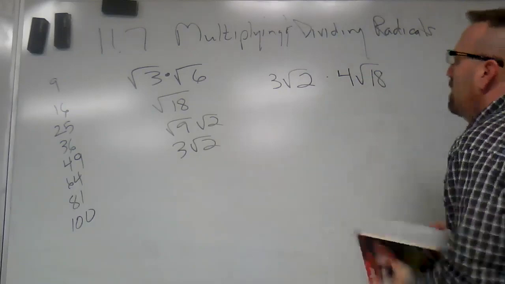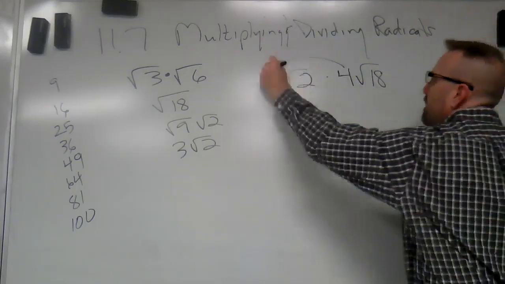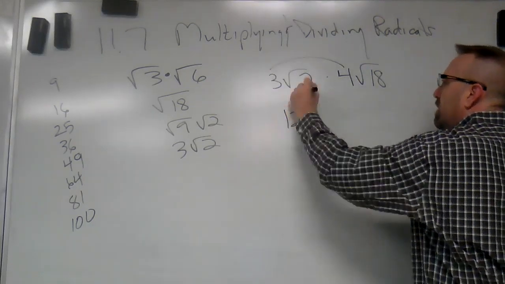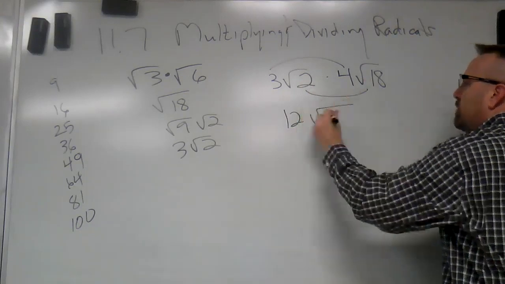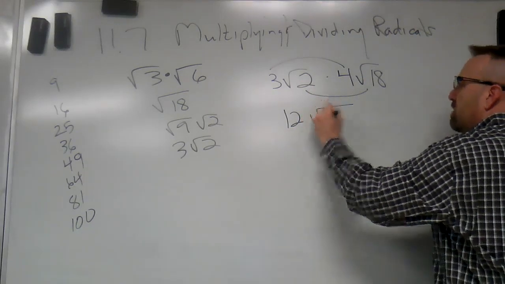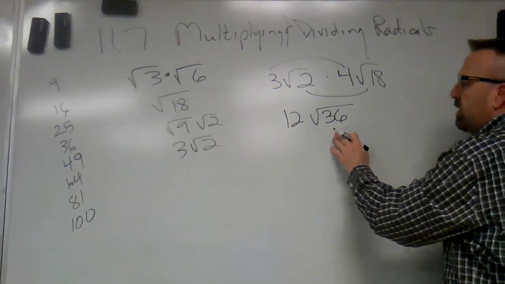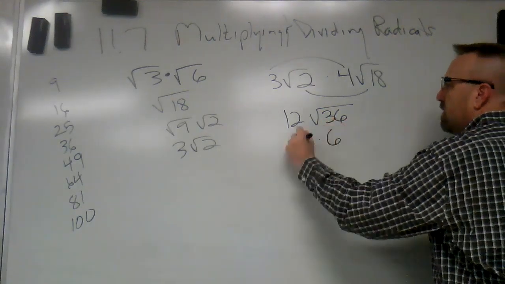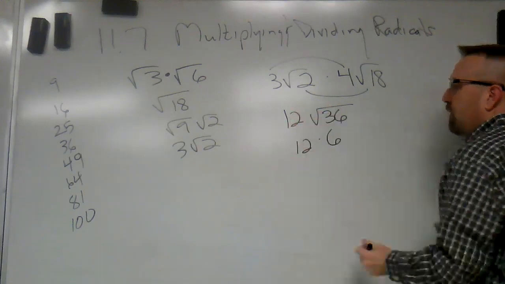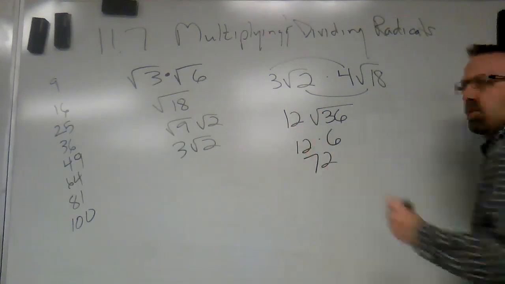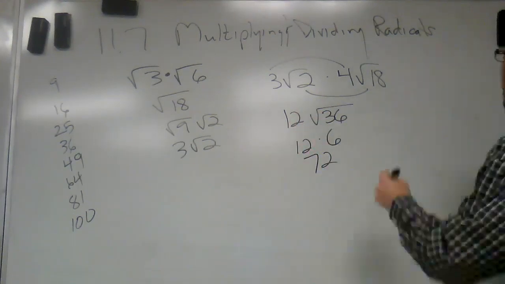We're going to see more of those, where we'll have both a coefficient and a radical. So the numbers out in front we multiply, and then the numbers inside we multiply. So 2 times 18 gets us 36. Radical 36 is 6. So we have 12 next to it. 12 times 6 would be 72. Let's do one more like that.